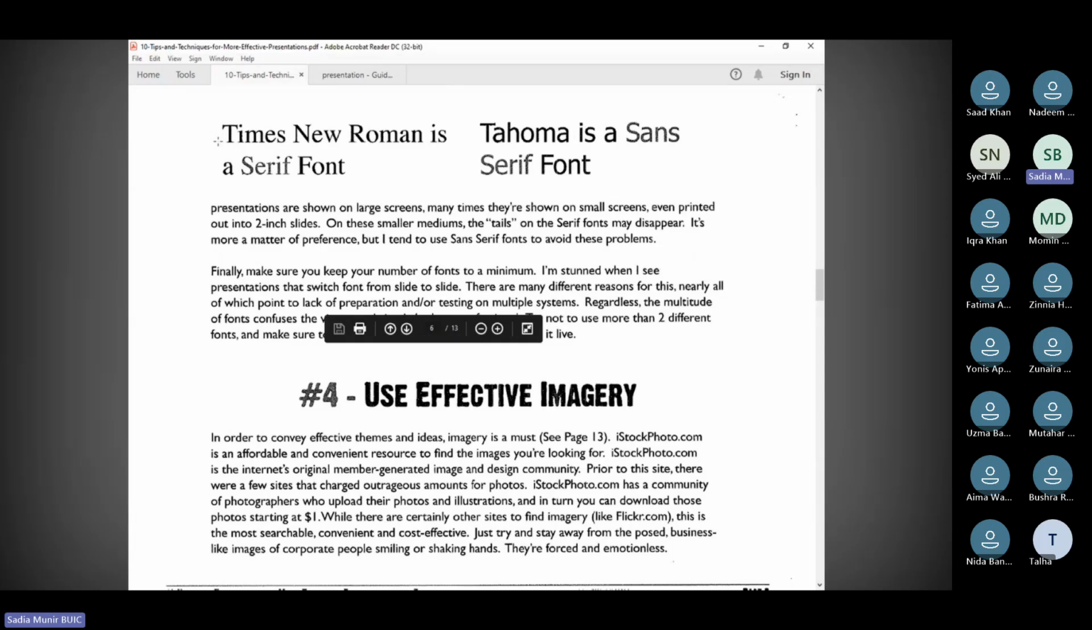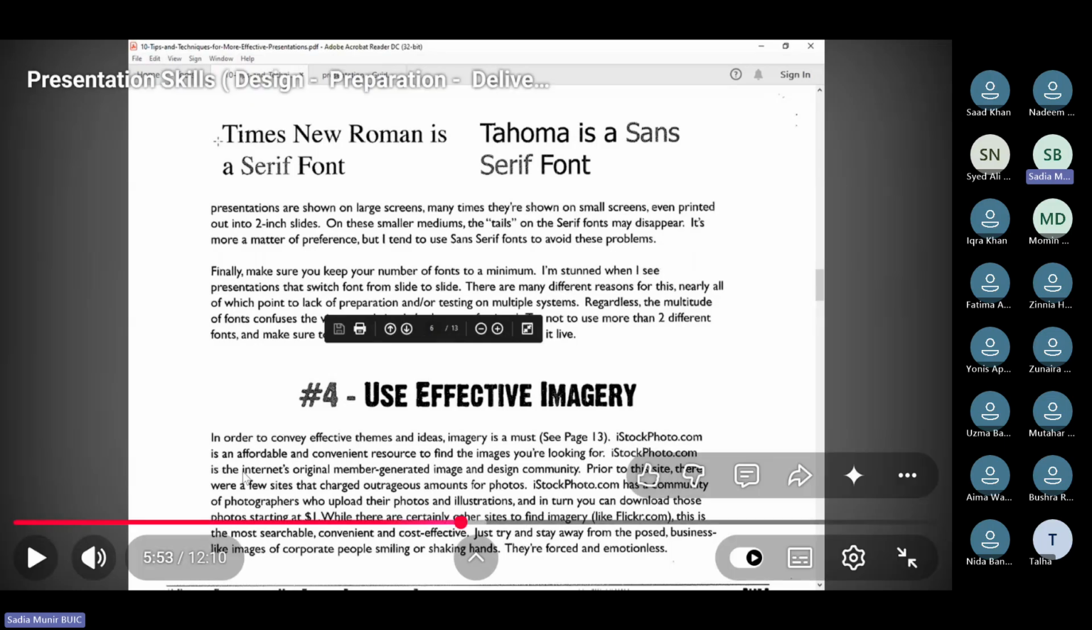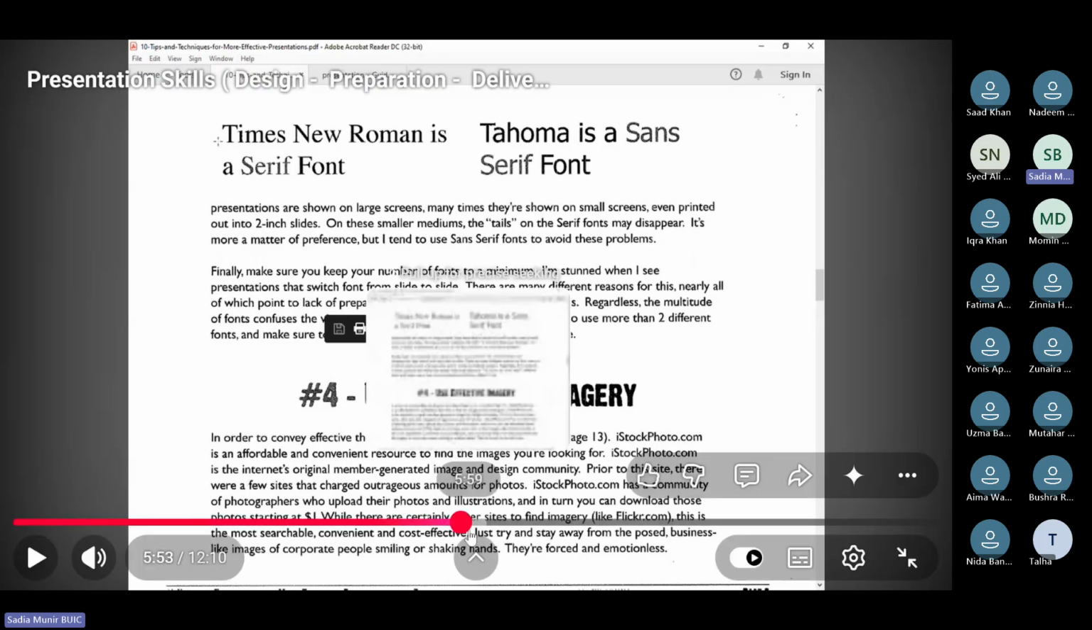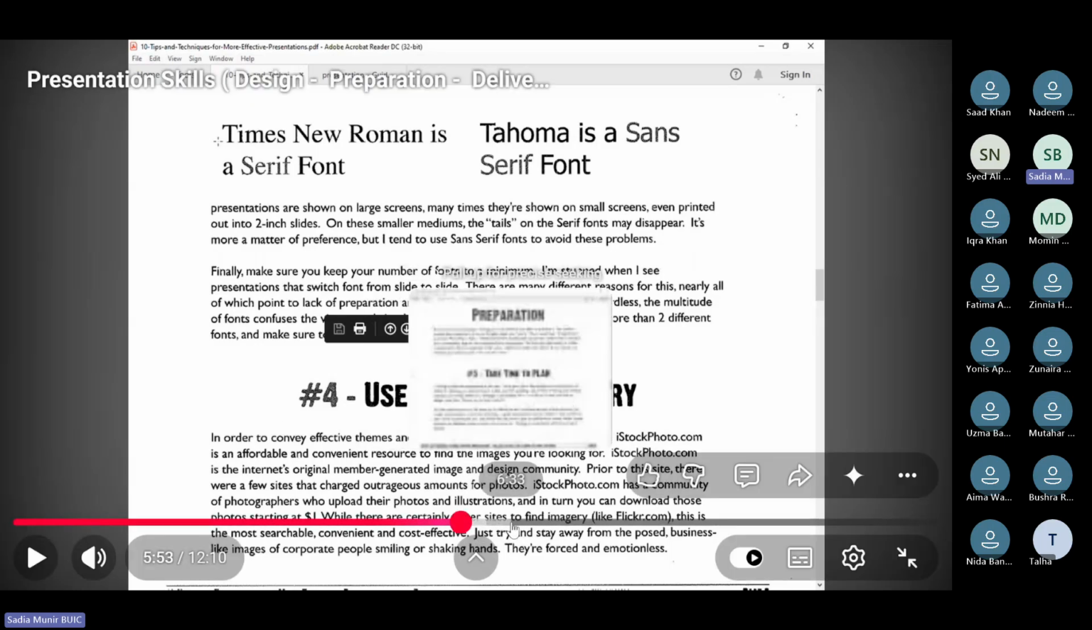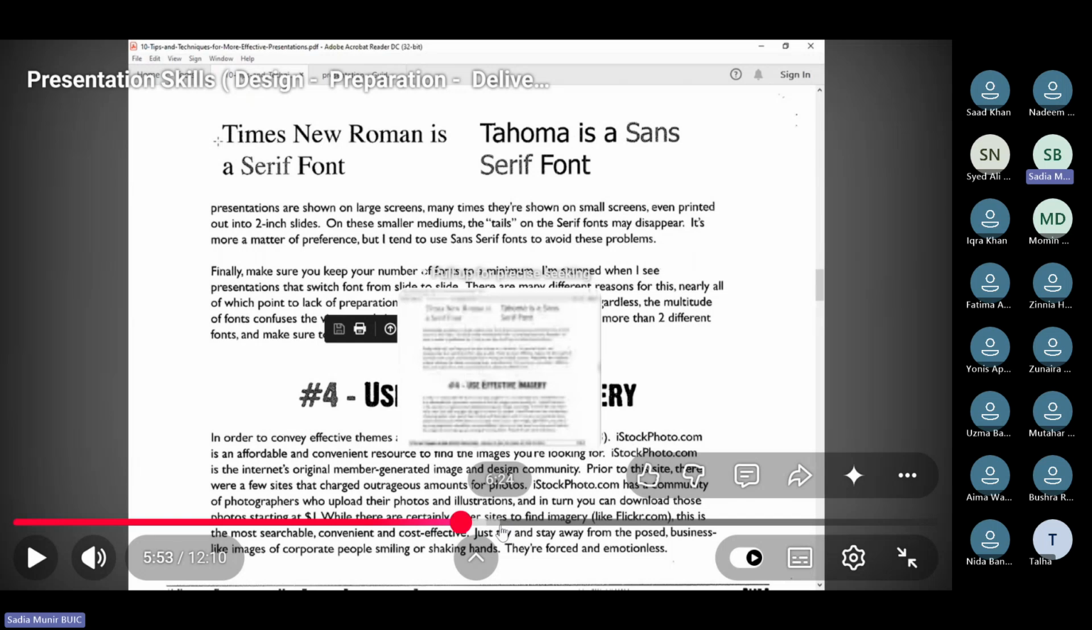Then use effective imagery. If you're going to use any pictures or infographics, they should be incorporated effectively. That is, they should be noticeable. They should not be there just because you had to add them.